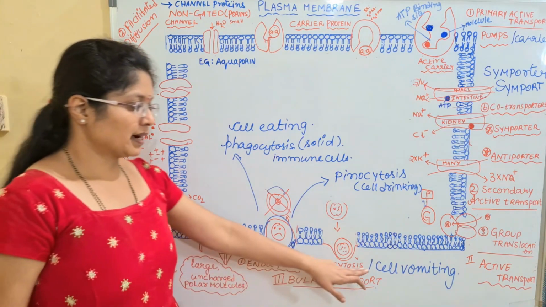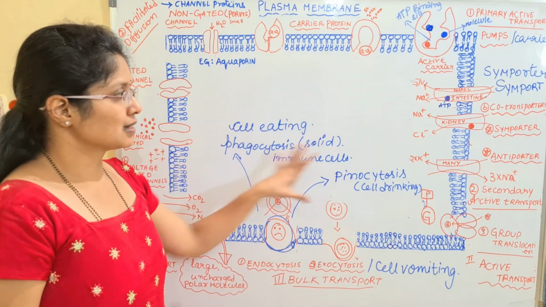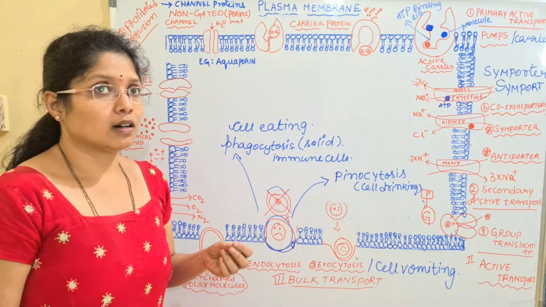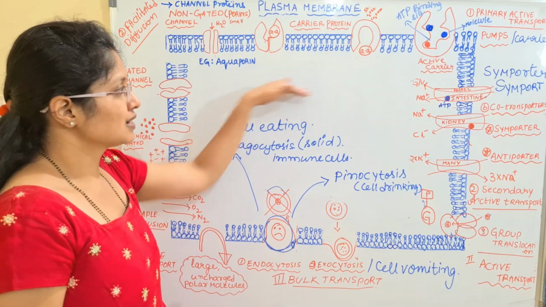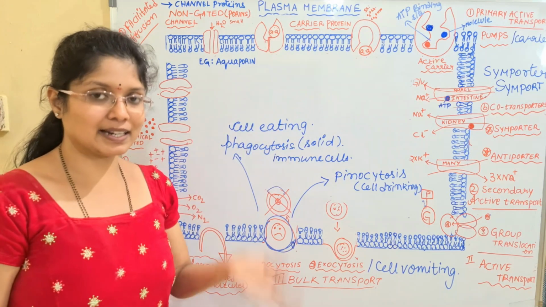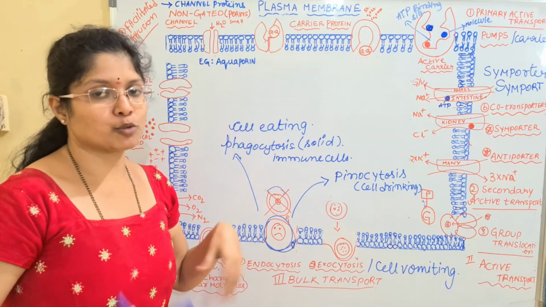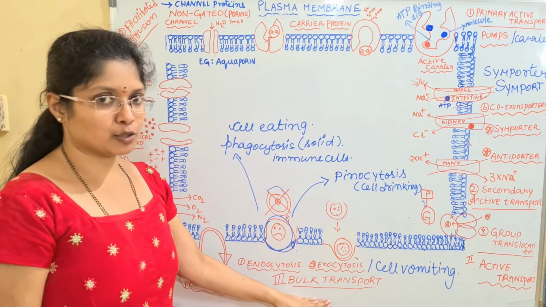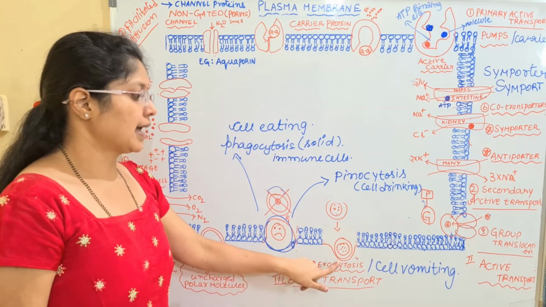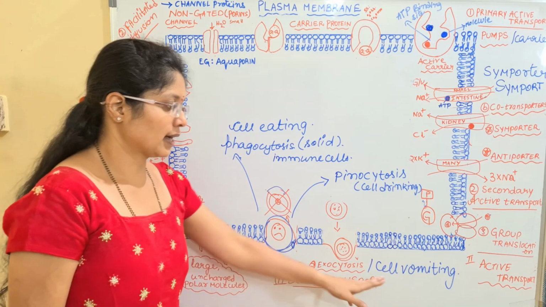And in this cell vomiting, I have told you different types of substances can be formed inside the cell cytoplasm. Just say like hormones, we have neurotransmitters. They will be produced inside the cell with the help of organelles, and these substances have to be expelled outside. They have to be released into the cell exterior, and this will happen with the bulk transport mechanism, which is said to be the exocytosis mechanism. And exocytosis is also called cell vomiting.